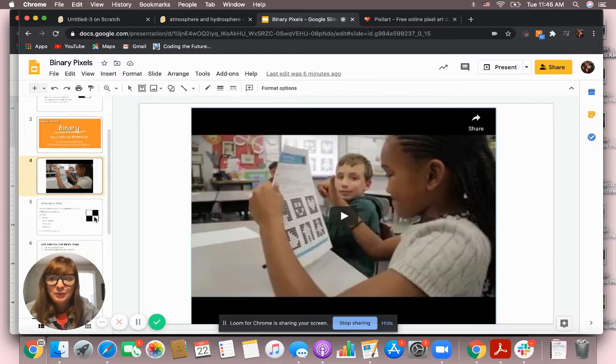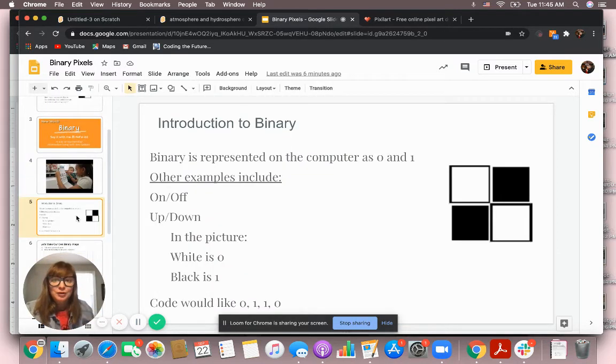So pretty cool, right? So how can we do this on our own? Well, we're going to do this as well. We're going to talk about creating our own binary images. But again, here are some good examples about what binary is. On, off, up, down, yes, no.